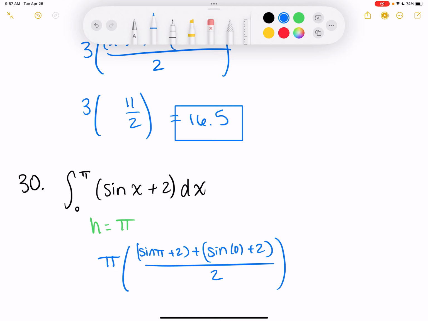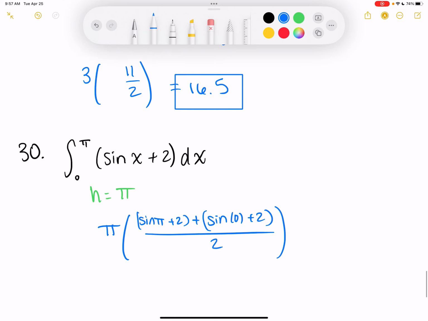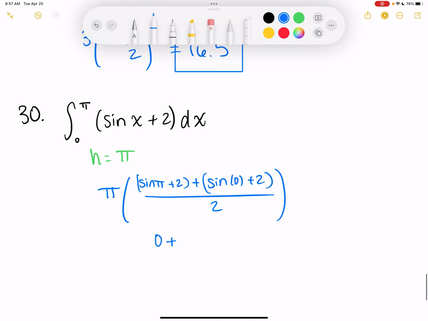In calculus, you don't get a unit circle. That's why I'm racking my brain. Where's pi? It's either 0 or -1. It's on this side. Okay, what is y there? 0. Okay, so I was right. Okay, cool. 0 plus 2, plus sine of 0 is 0. Plus 2 over 2. So then that's 4 over 2, which is 2, so it's 2 pi.